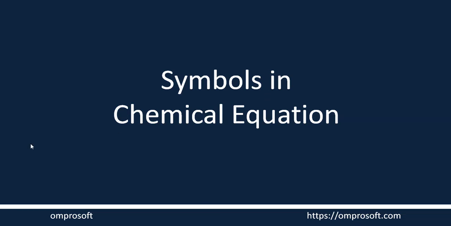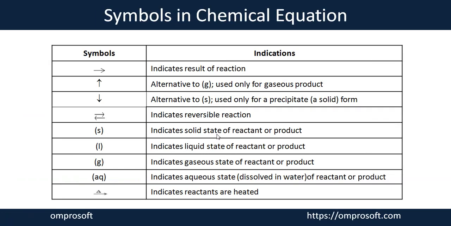With this session, we are going to discuss symbols in chemical equations. There are some symbols which you see in many chemical equations. Now we discuss what is the meaning of such kinds of symbols. Like you can see in this table, this arrow, a horizontal arrow. This indicates in which direction the products form, the result of any reaction.